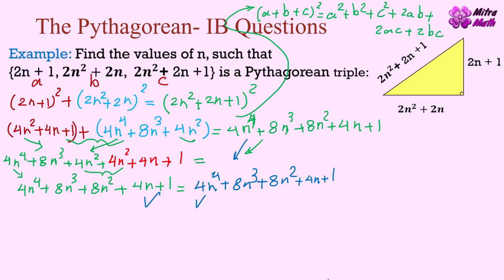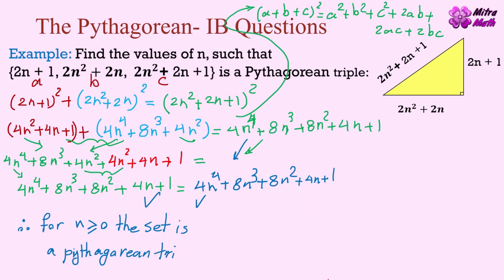So therefore, the result would be for any n greater than or equal to 0, the set is a Pythagorean triple. But before concluding this result, let's just check some special values.